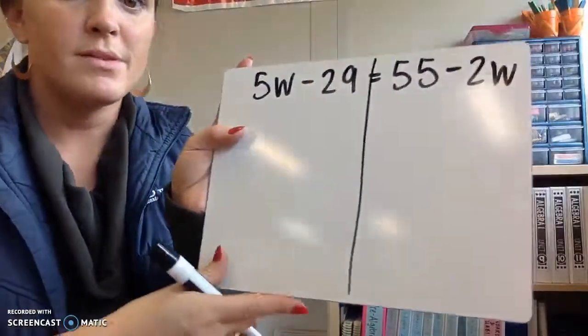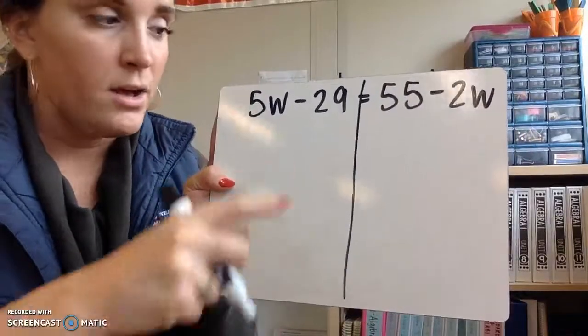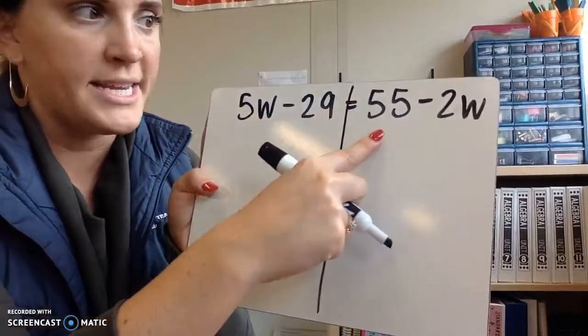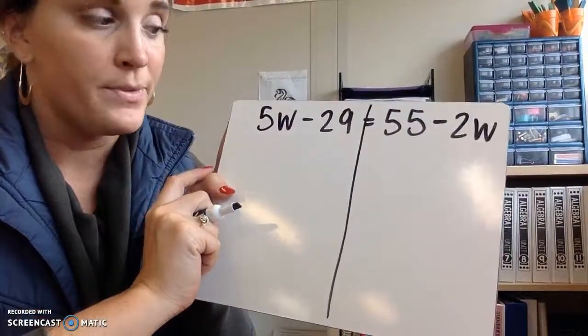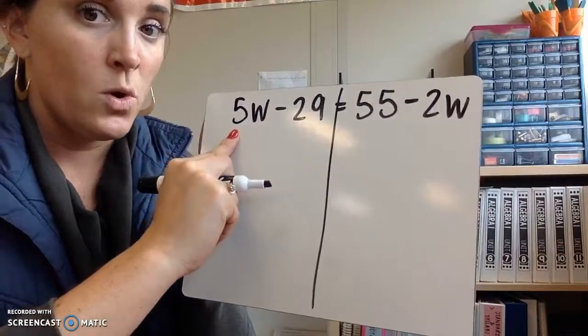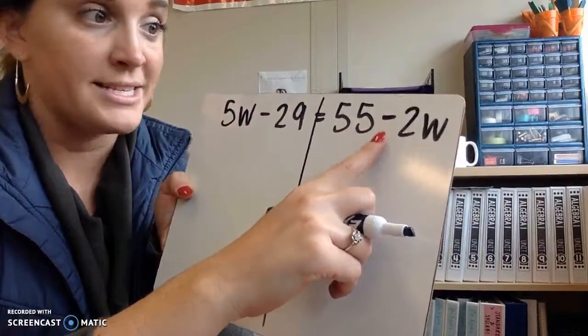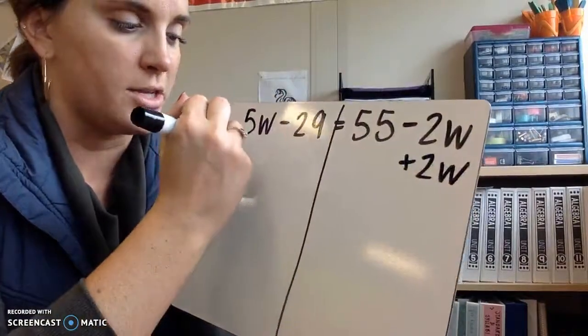So number 6, we've got 5w minus 29 equals 55 minus 2w. All right, nothing to distribute, no like terms to combine. Just got one variable and one constant on each side. Get my variable terms together. I can subtract 5w because it's a positive 5w, or I can add 2w because it's subtracting 2w. I'm going to add this 2w on each side.